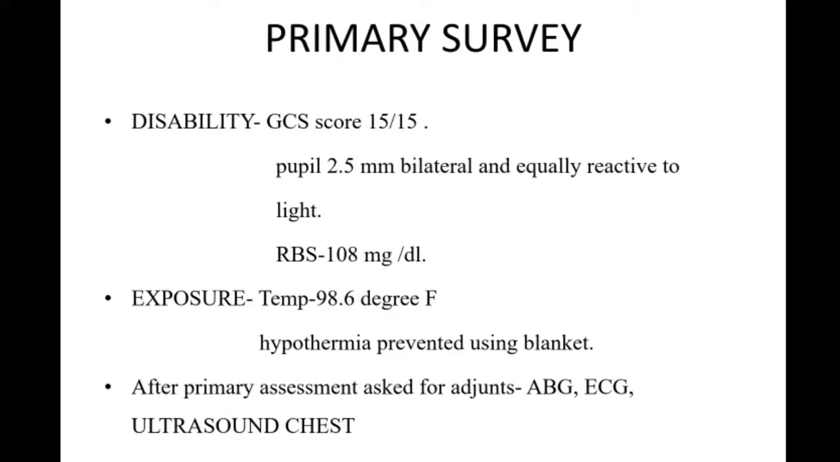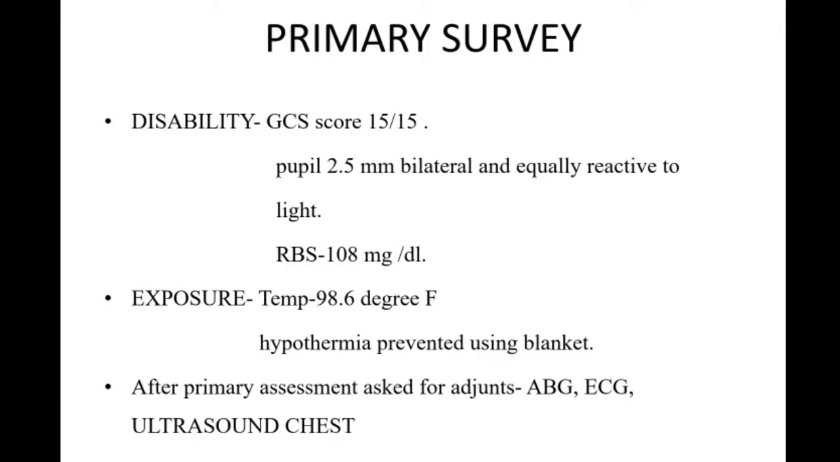So move on to disability. His GCS score was 15 out of 15 and pupils were 2.5 millimeter bilaterally, equally reacting to light. His random blood sugar was checked and that was 108 milligram per deciliter. On exposure, temperature was checked, that was 98.6 degrees Fahrenheit, and hypothermia was prevented using blankets.